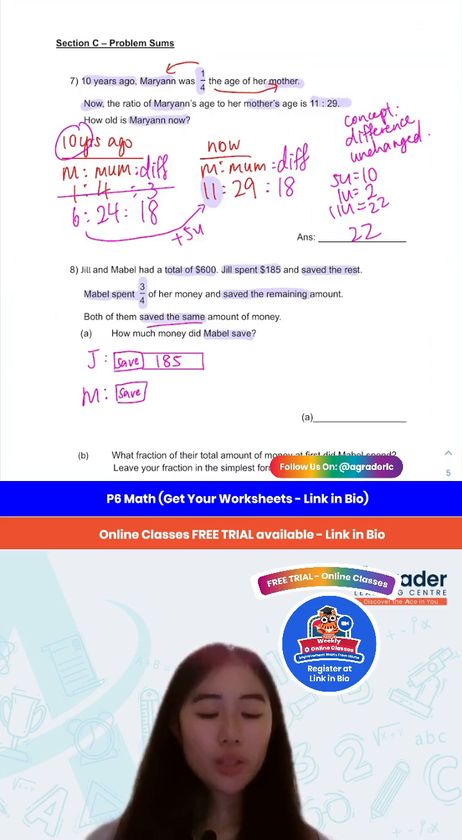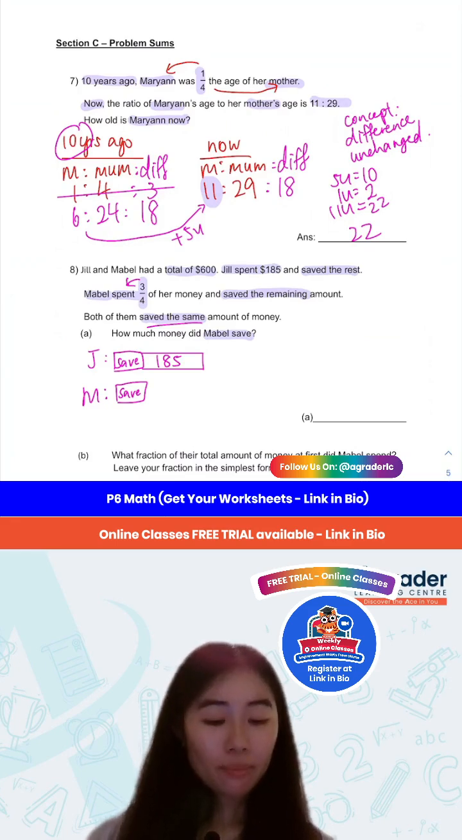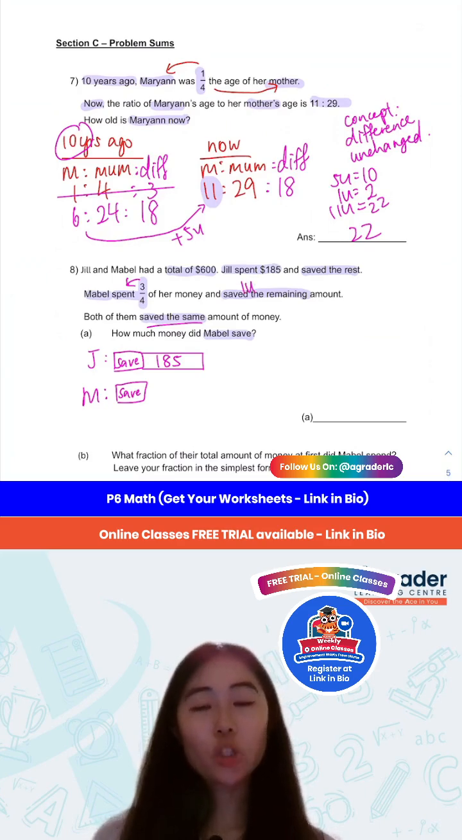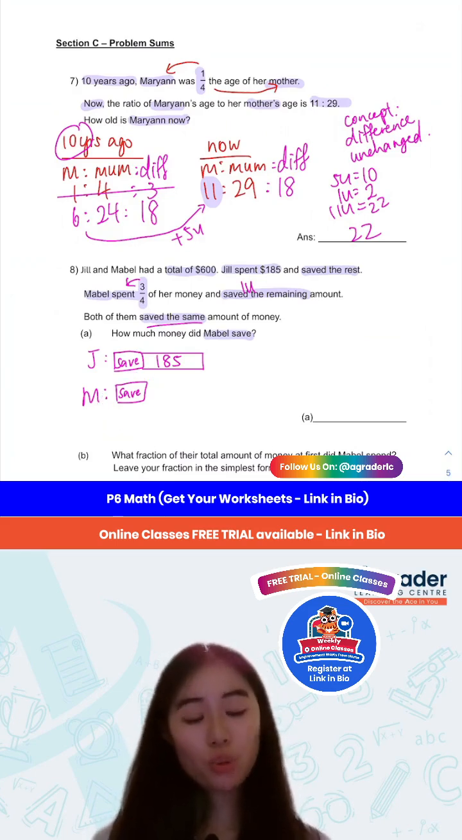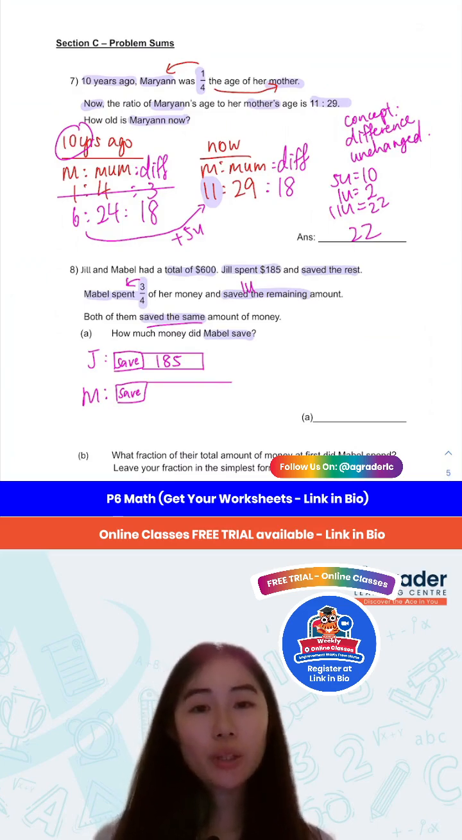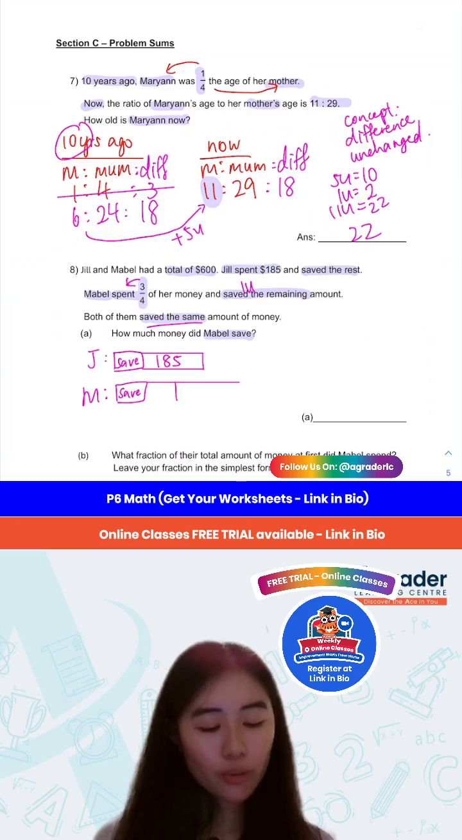Okay, then we do the same for Mabel. Mabel spent 3 units out of 4 units. So that means that she has 1 unit left, which she saved. This is the 1 unit that Mabel saved. And then in total, she is supposed to have 4 units. So I'm going to add on another 4 units for Mabel.